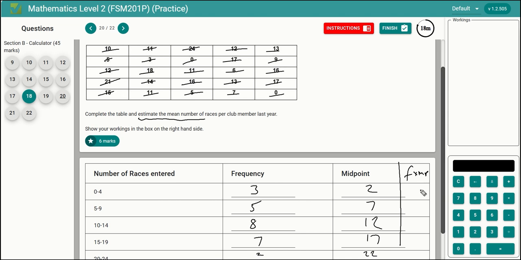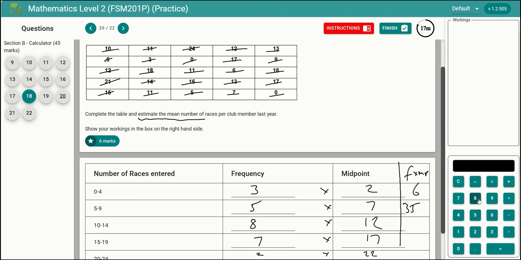Now to work out an estimated mean, what we need is another column, which is the frequency times by the midpoints. And for the estimated mean, we are going to add these up and divide by the total of the frequency column. So first of all, let's work out the frequency times midpoint. 3 times 2 is 6, 5 times 7 is 35, 8 times 12, maybe that's a calculator job.